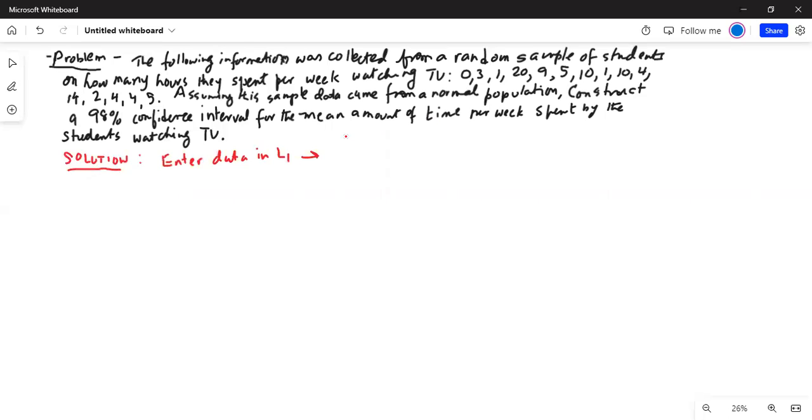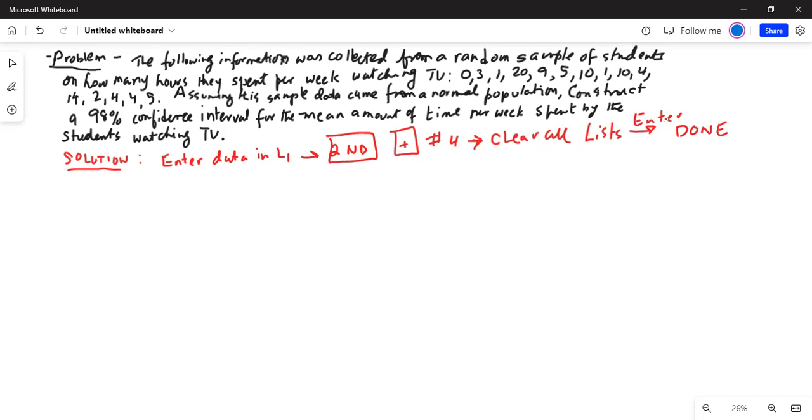So basically press the second button, then the plus button. Where is the plus button? On top of the enter button on the bottom right corner. Second plus, then select number 4 and you get clear all list. You are going to hit enter and then you'll see done. That means memories of the calculator has been cleared.